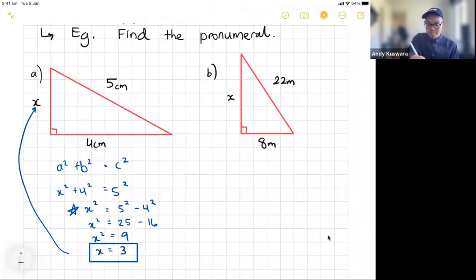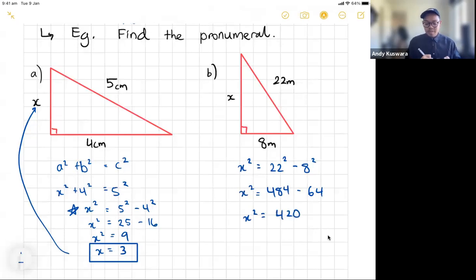They say, okay, my shorter side squared, x squared, is going to equal my hypotenuse squared, take away the shorter side, which we have here is 8 squared. And so now x squared equals, what is 22 squared? It is 484, big number. Take away 8 squared, which is 64. So x squared equals 420.